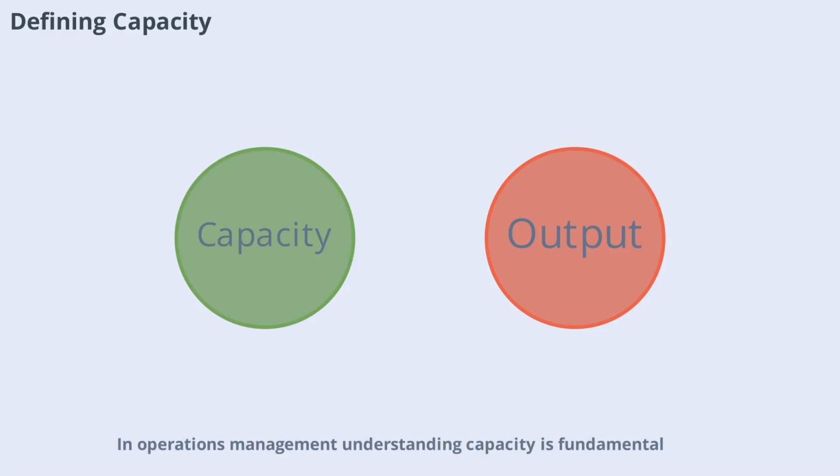In operations management, understanding capacity is fundamental. It's not just about how many products can be made, but also about the resources required, like machines, people, and time. When companies know their capacity, they can plan production schedules more accurately and allocate resources efficiently. This understanding helps prevent overloading systems or underutilizing valuable assets. Next, we'll see how capacity is measured and why it's so important for planning.